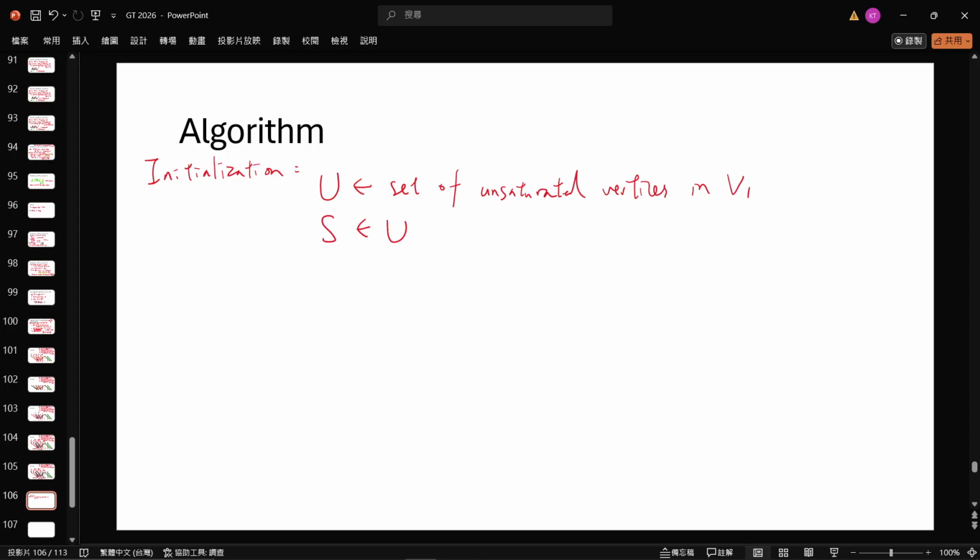Okay, so these are the two steps we do before we start the first round. U is initially all the saturated vertices in V1, and S is initially just the set U.